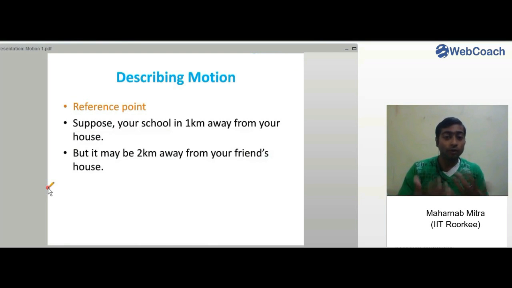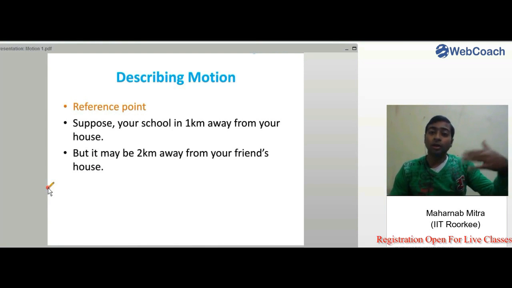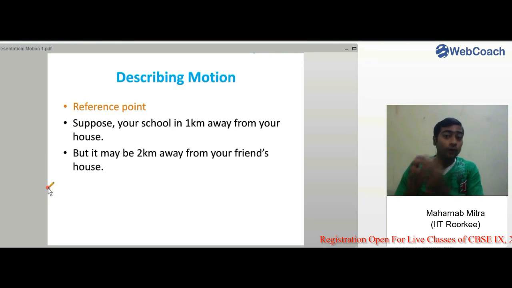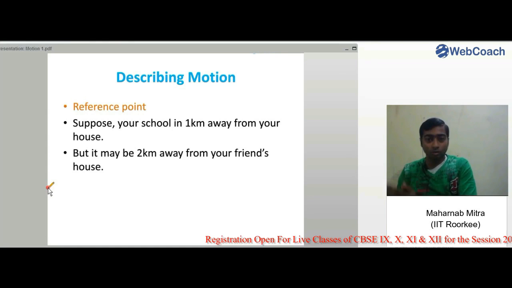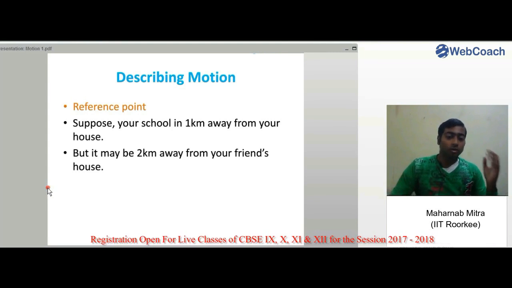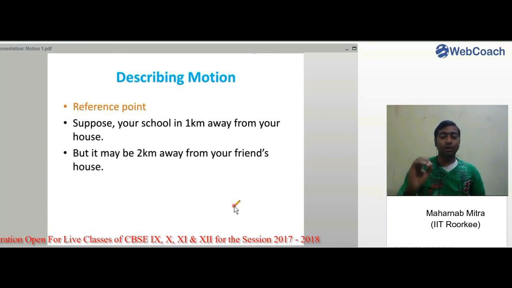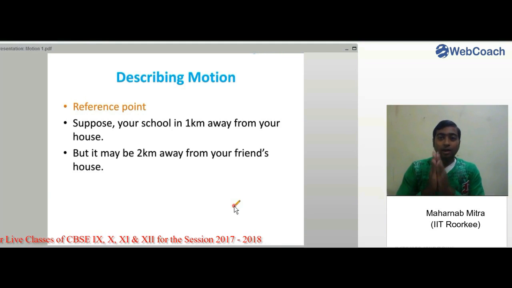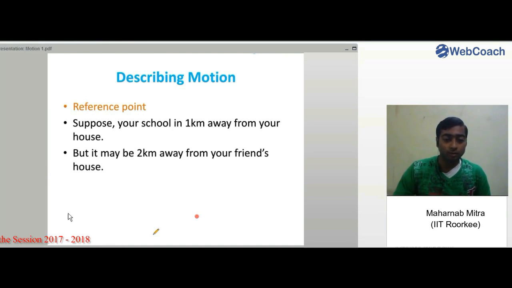it may be 2 kilometers away from your friend's house, right? That means if your house is taken as the reference, your school may be 1 kilometer away from it, but if your friend's house is taken as the reference or the 0 point, your school will measure 2 kilometers away from the reference point, right? So that is exactly the meaning of reference, or taking a point as 0, and according to that point you go on measuring values all around it, right?